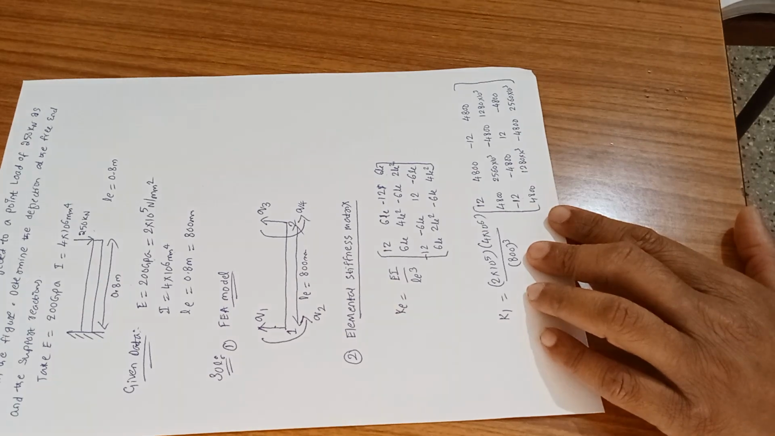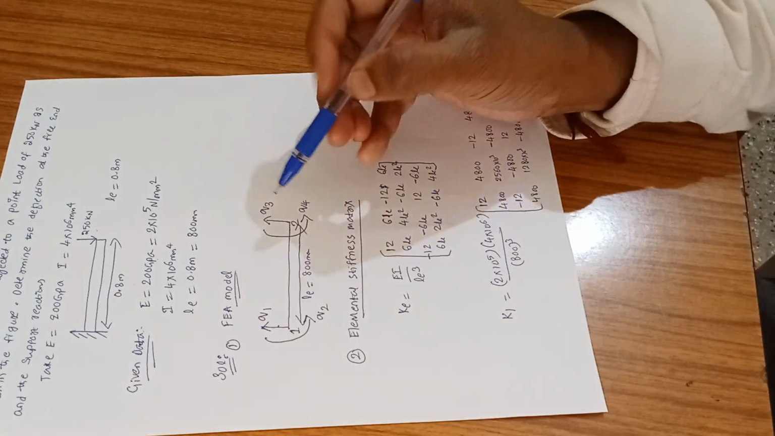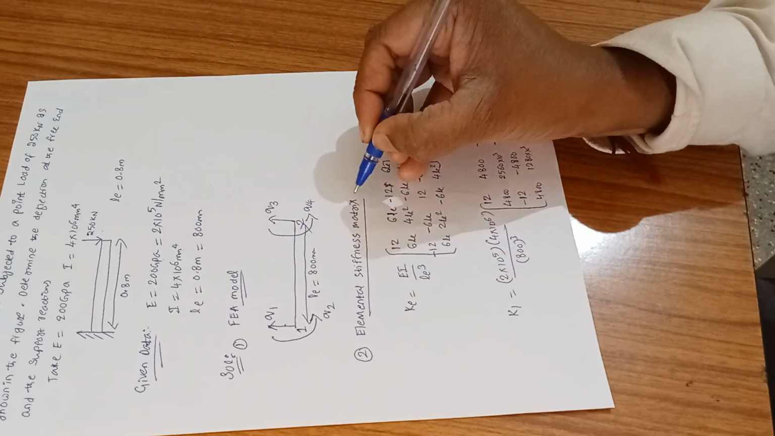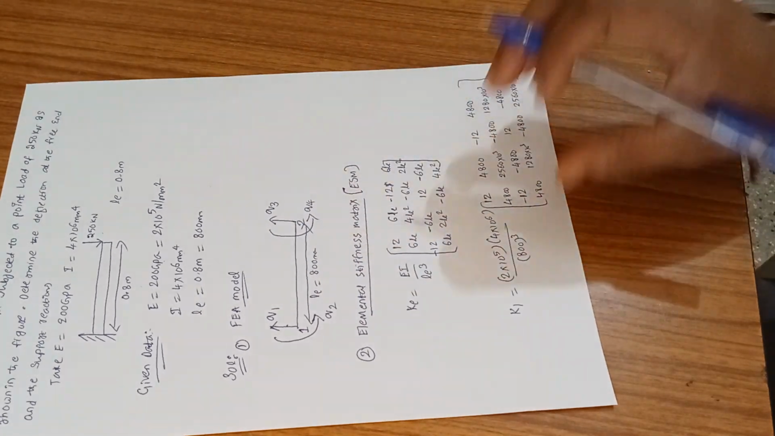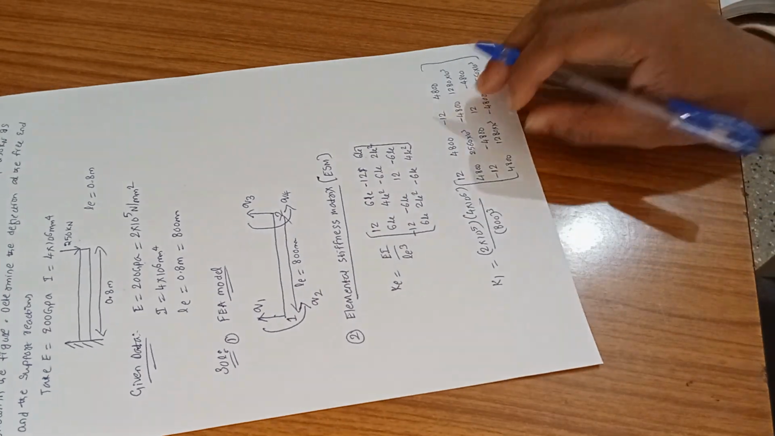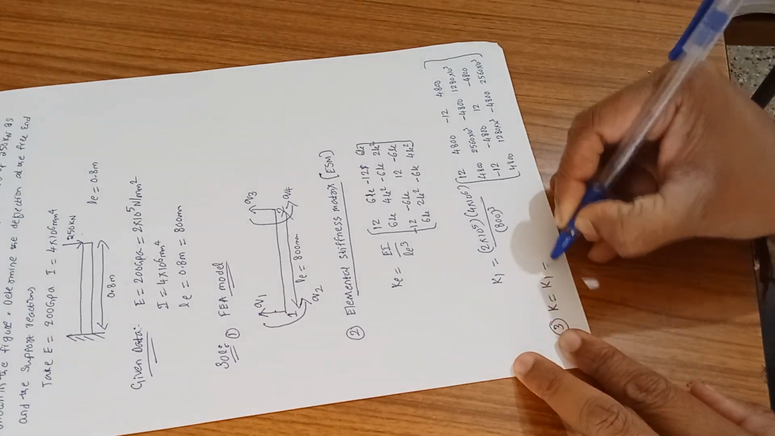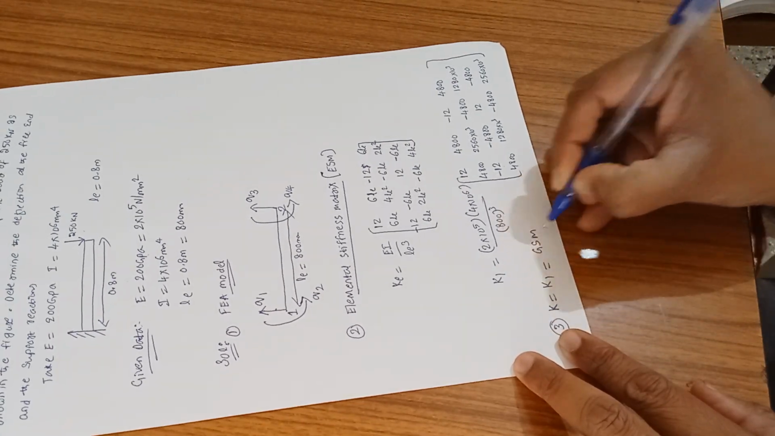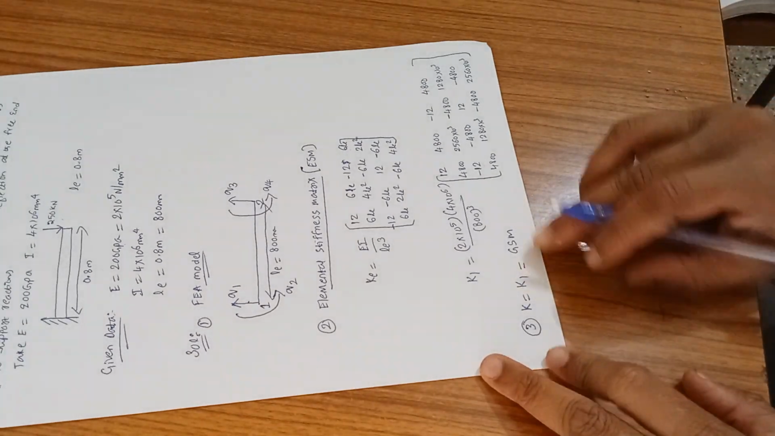The next step is actually the global stiffness matrix, but in this problem you can clearly see there is only one element. Therefore, this elemental stiffness matrix, which is nothing but ESM, that itself is going to be equal to GSM, that is global stiffness matrix. Therefore, the third step, K equal to K1, which is nothing but the global stiffness matrix. I'm going to write it as GSM, but in the exams, whenever you can, write it in the full name, global stiffness matrix.